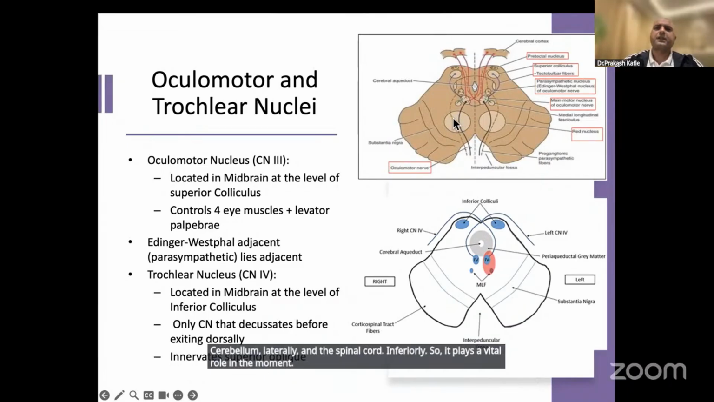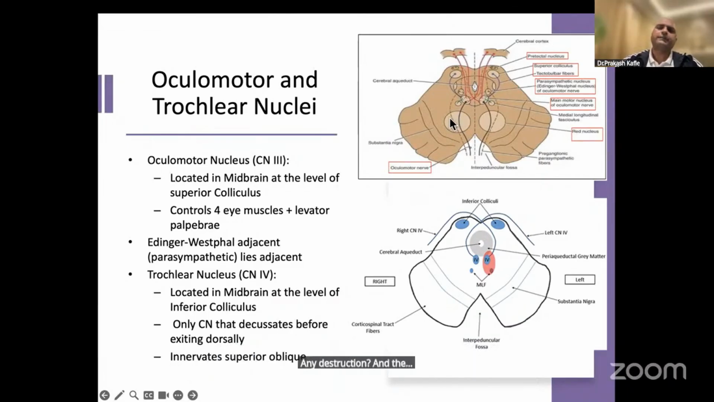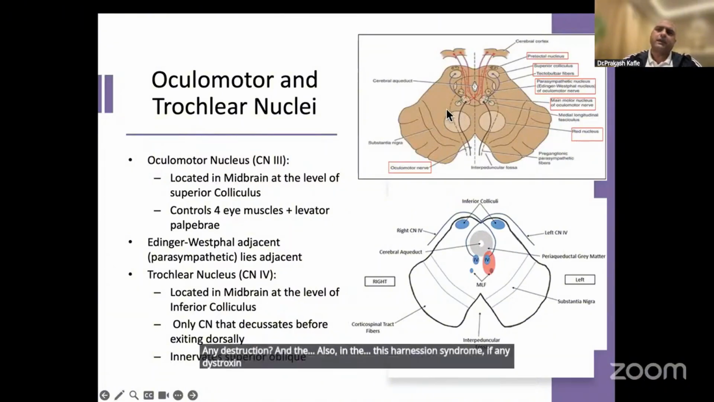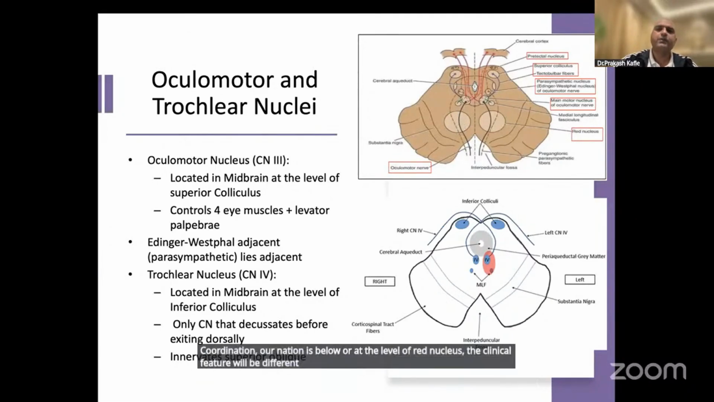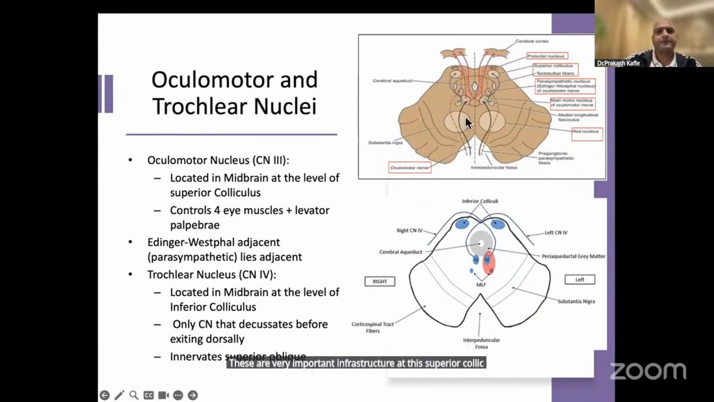Also in herniation syndrome, if there is any destruction or disruption above the red nucleus, the clinical feature will be different. If the herniation is below or at the level of the red nucleus, the clinical feature will be different. So the red nucleus is a very important structure at this superior colliculus level, right?